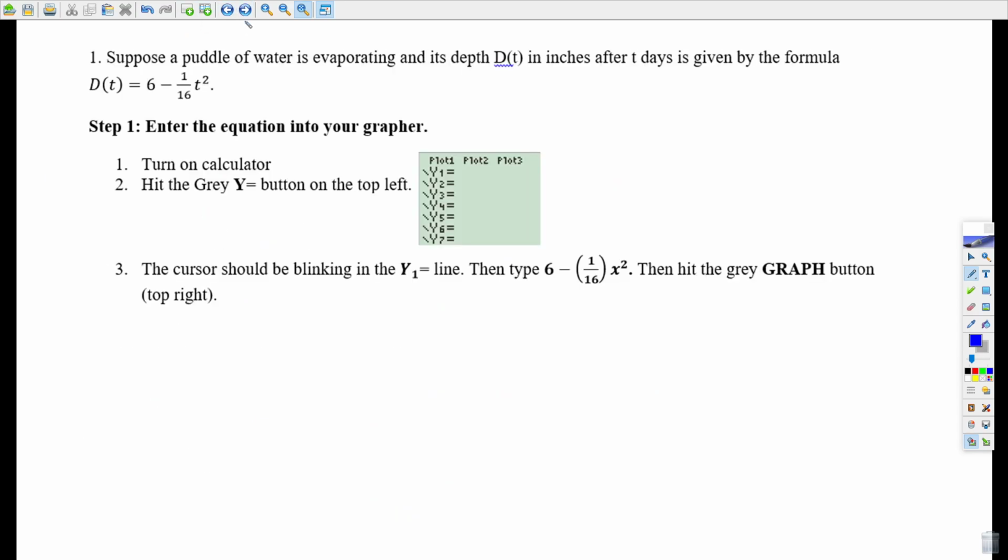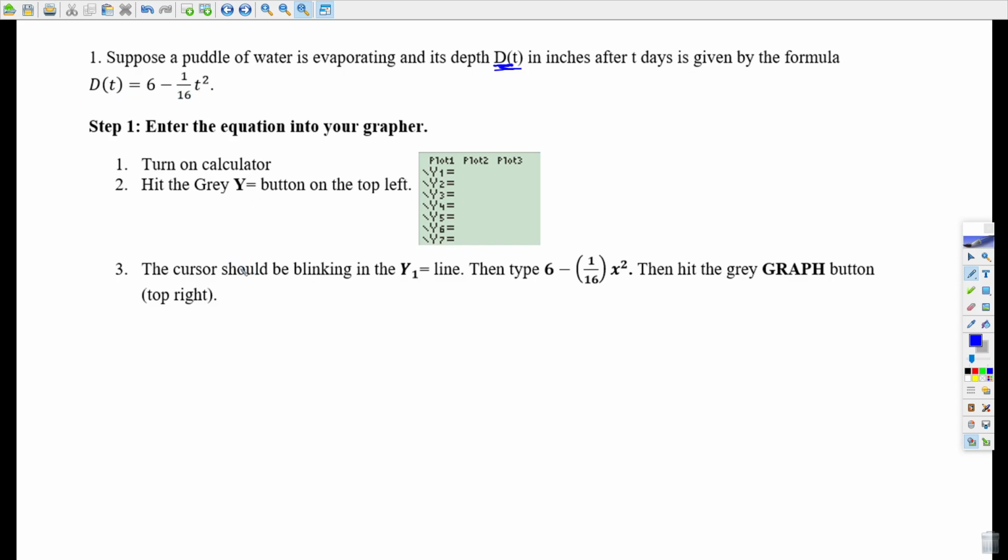Okay, the calculator activity. So a lot of these directions are not going to make sense because we're not going to use them since you don't have a graphing calculator. But we'll read through this and I'll show you how to do it on the website, which I'll link as well. So you can do it on the laptop. Suppose a puddle of water is evaporating and its depth d of t in inches after t days is given by the formula d of t equals 6 minus 1/16 t squared.